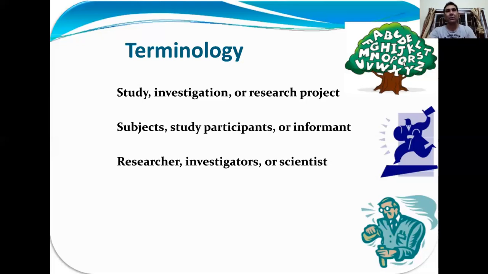And the informants are those study participants or subjects involved in your study, from whom you get the information by using a specific tool or questionnaire. And the other terms are researcher, investigator, or scientist. These are three terms which are used interchangeably, and the work of these three types of experts is the same.